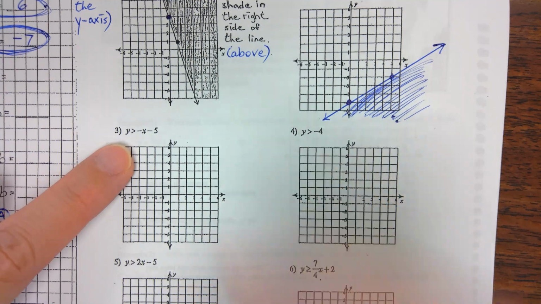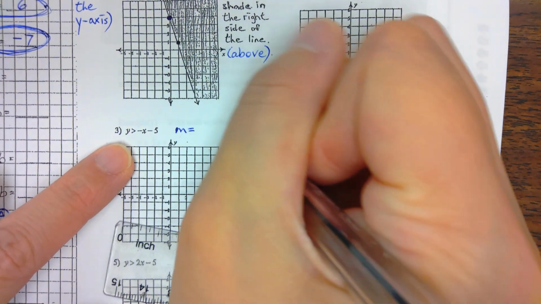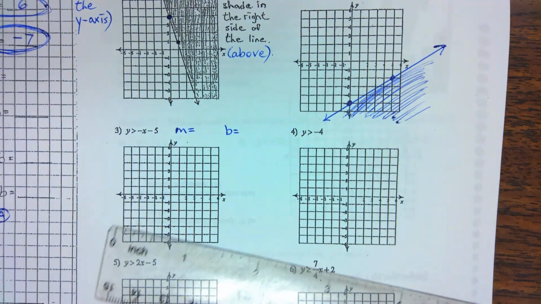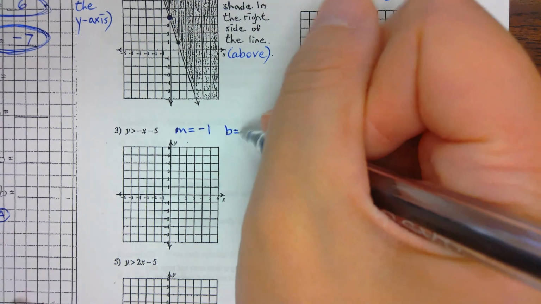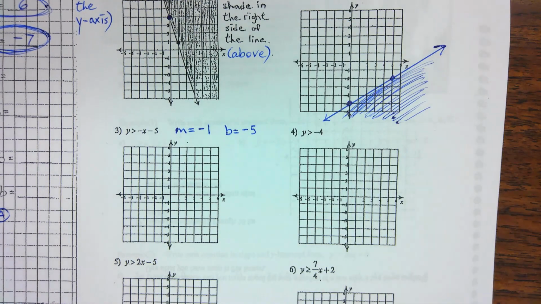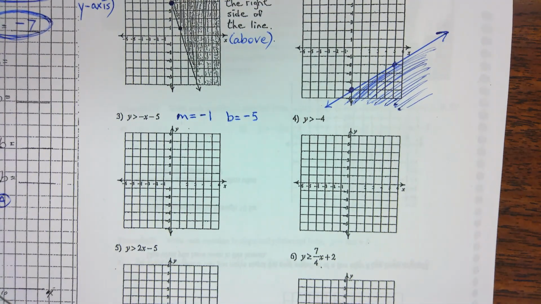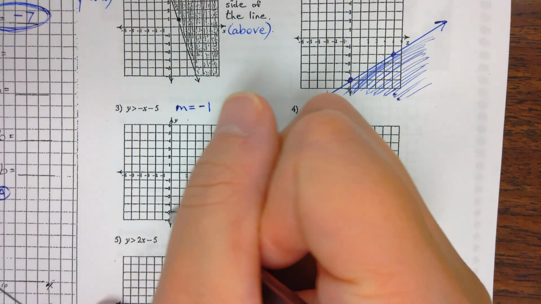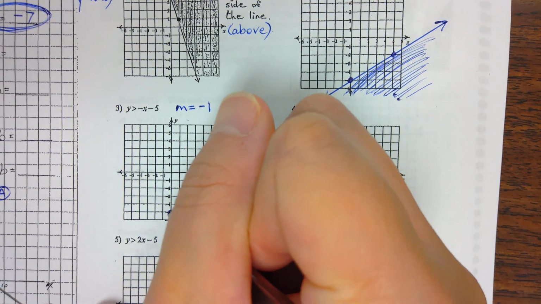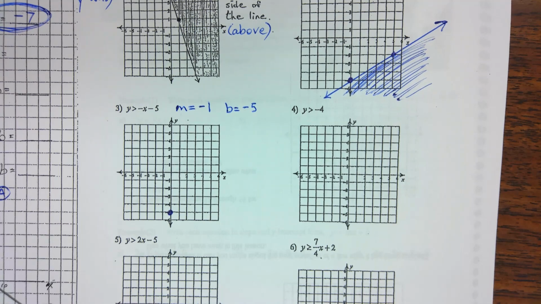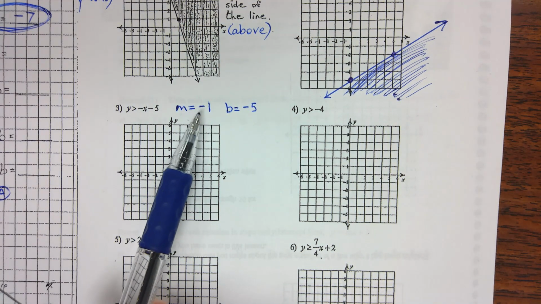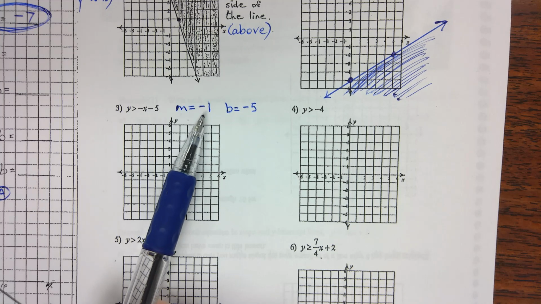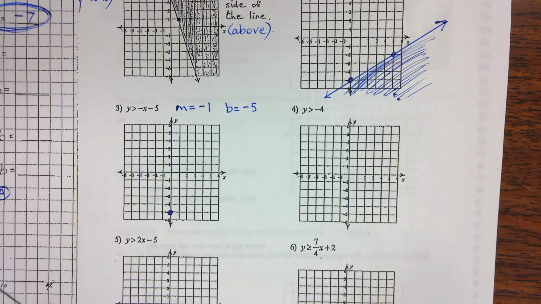What about this one? What's my m? What's my b? Armin? Negative 1. Good. And my b? Negative 5. Perfect. Alright, Jelani, what am I plotting first? Negative 5. Wow, you guys are so good at this now. Alright, this is the tricky one. Negative x means your slope is negative 1, not negative x. It's only a number, so negative 1.